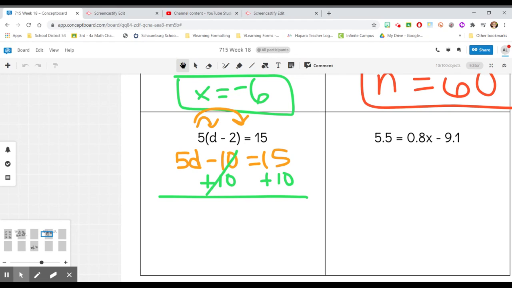We're going to be left with 5d is equal to 25. Now to solve for d, we're going to divide both sides by 5. And we get d is equal to 5.